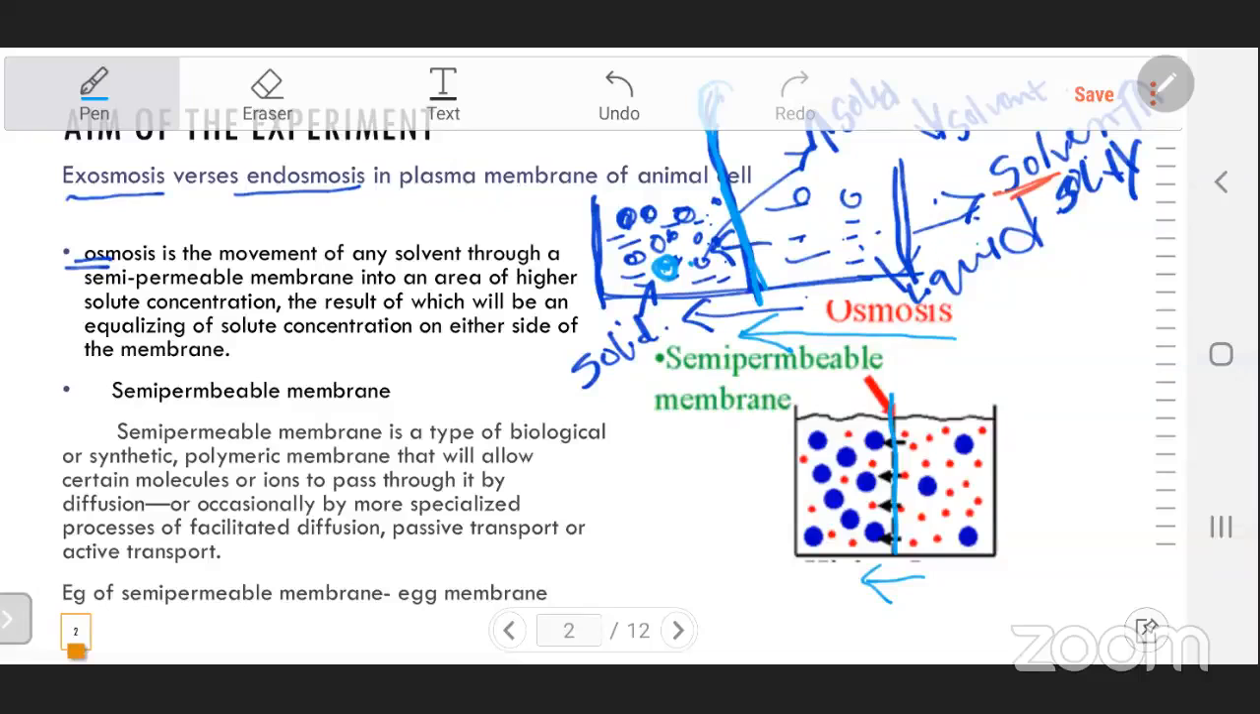There is a more specific type of semi-permeable membrane known as a selectively permeable membrane. They will allow not only the solvent but also some selected molecules, that is some ions or some gases, to pass through. One very good example of a semi-permeable membrane is the egg membrane. And this is one reason we have taken the egg cell, so that the solvent part or water will easily enter into the egg cell.